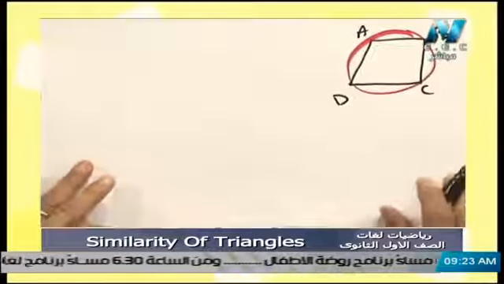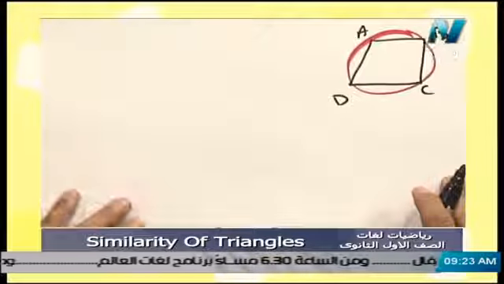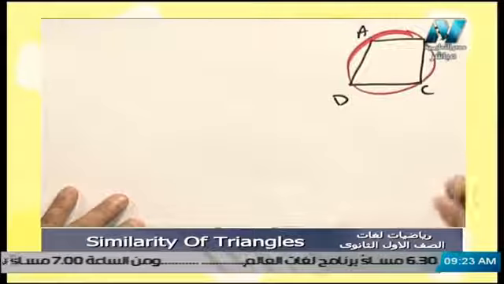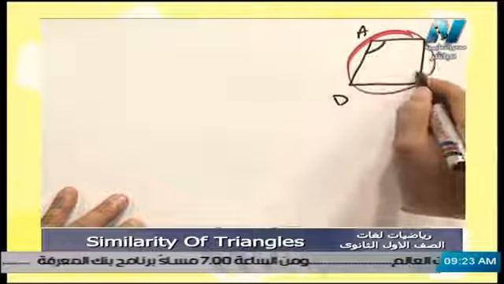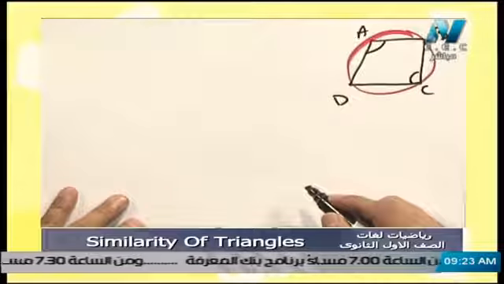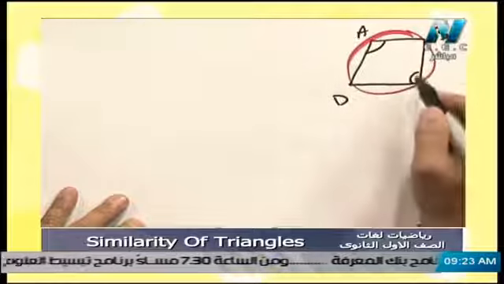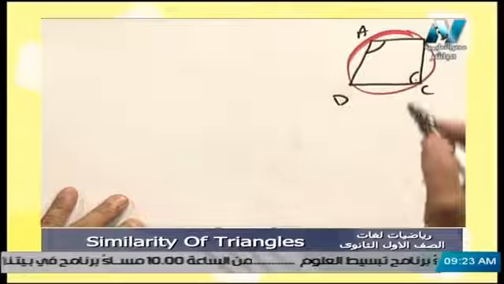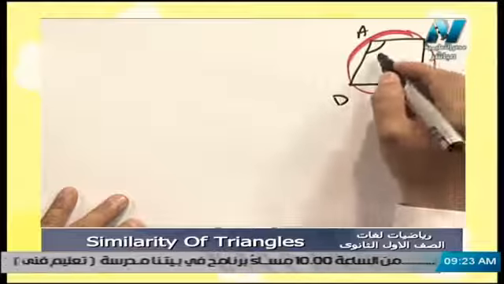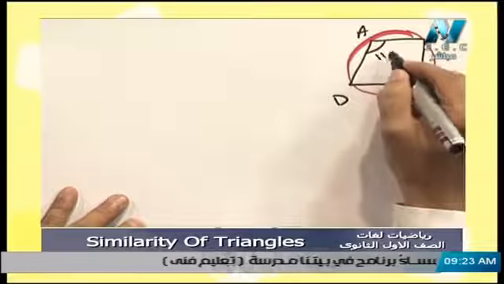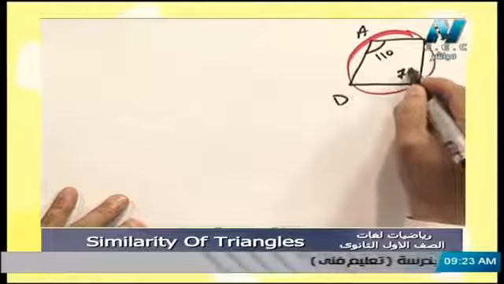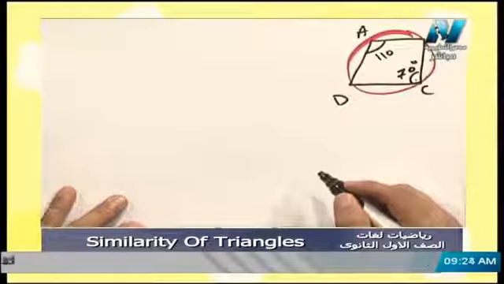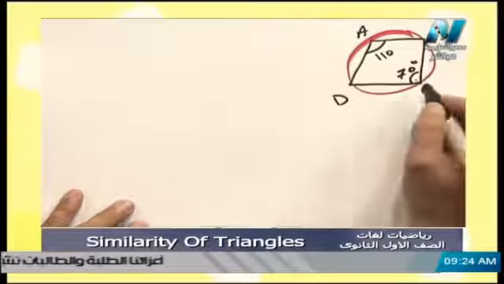And we have specific properties for this cyclic quad. Each two opposite angles are supplementary. The two angles are supplementary means their sum equals 180. So if this angle is 110, this angle will be 70 degrees.